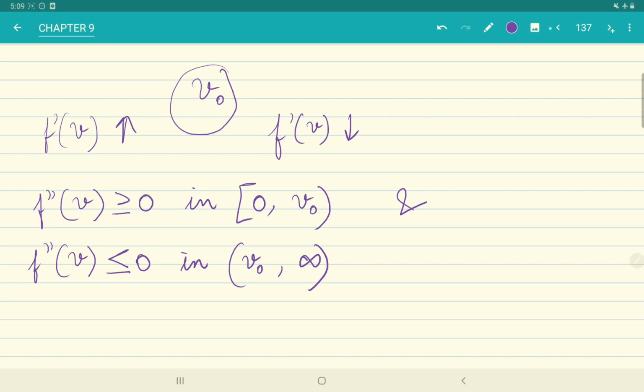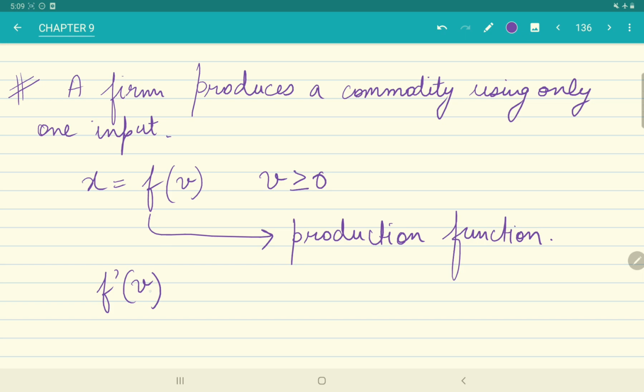And when I write f prime v, this I know is the marginal product of that input, because this actually shows what happens to our output as our input rises by, let's say, 1 unit. Approximately, as input rises by 1 unit, what is the change in output? That is given by f prime v.